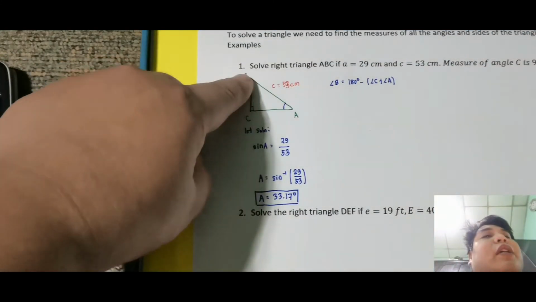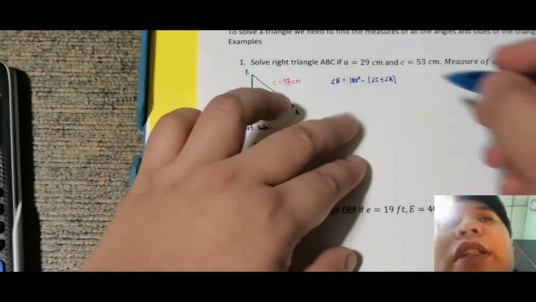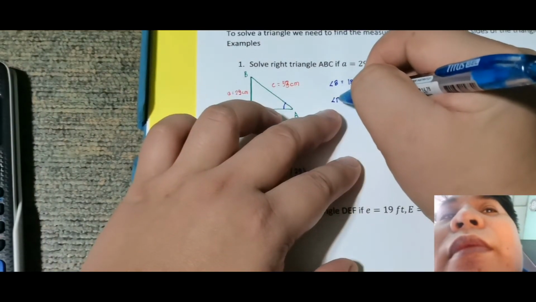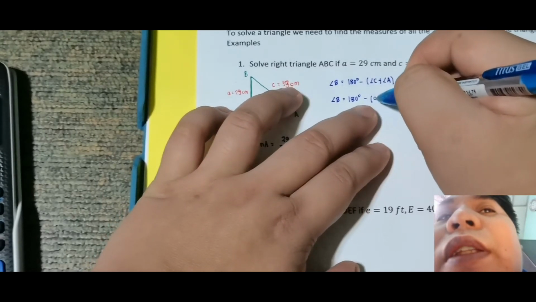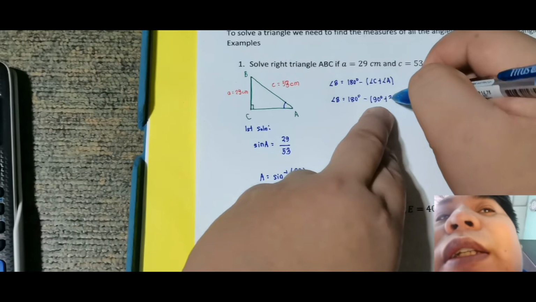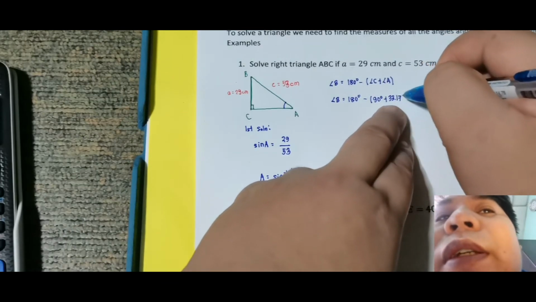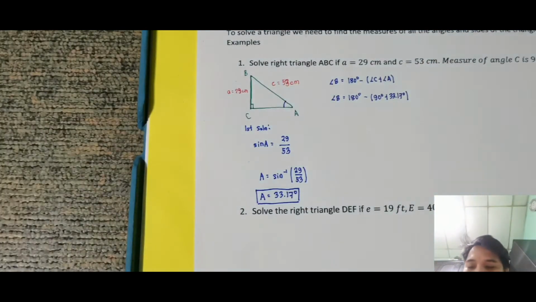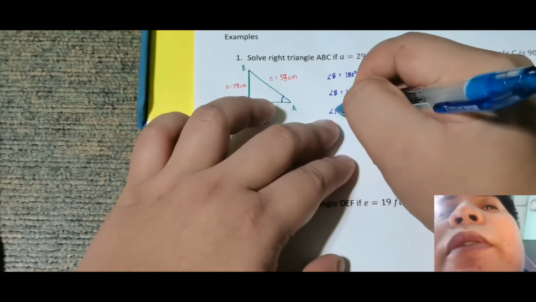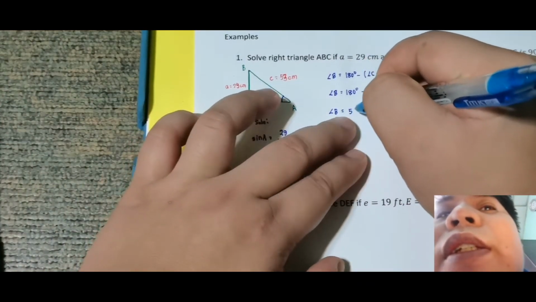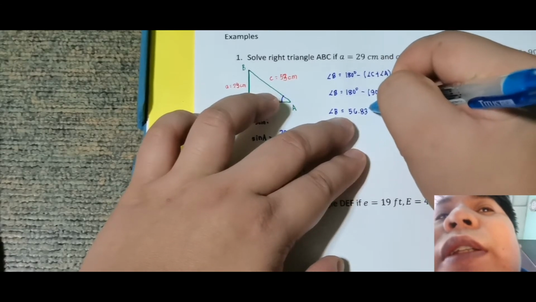Okay, so kunyari, angle B hinanap mo, ganun din yung gagawin ko. So that is angle B is equal to 180 degrees minus 90 degrees plus 33.17 degrees. Okay, so check natin yan. That is 180 minus 90 minus 33.17. Okay, so that is 56.83 degrees. So that is angle B. So therefore, measure of angle B is 56.83 degrees.